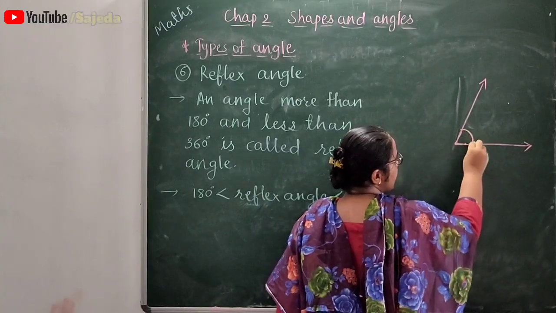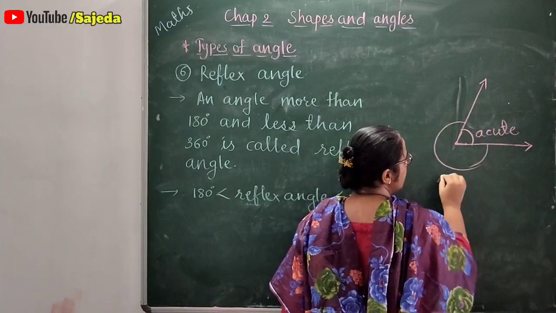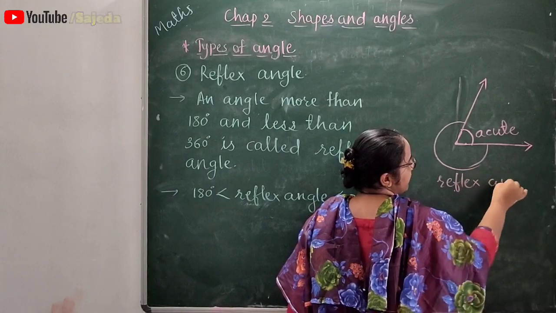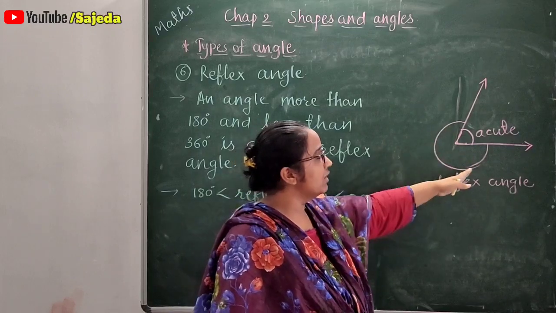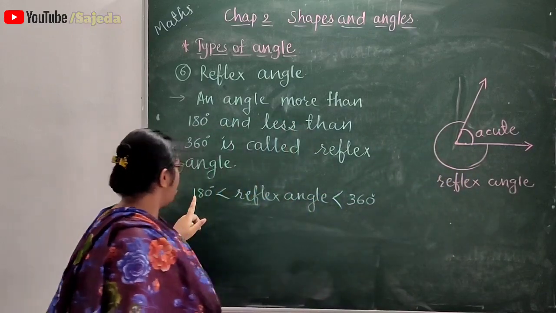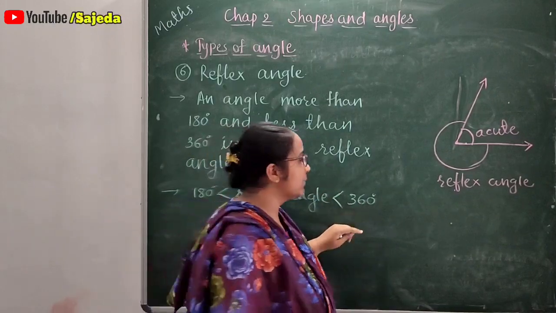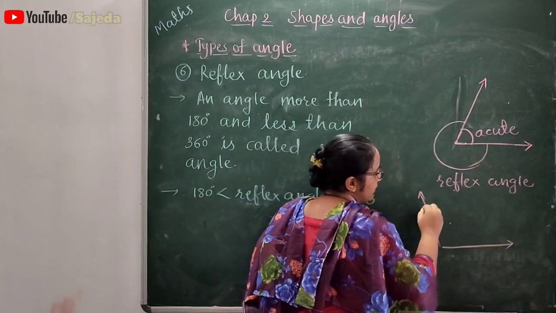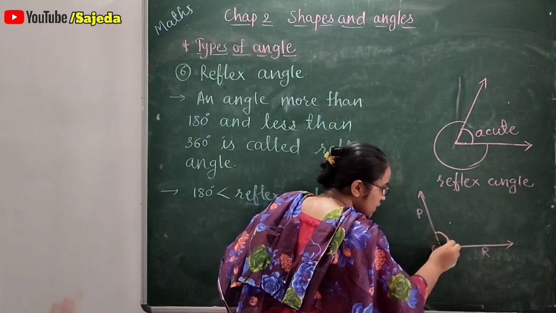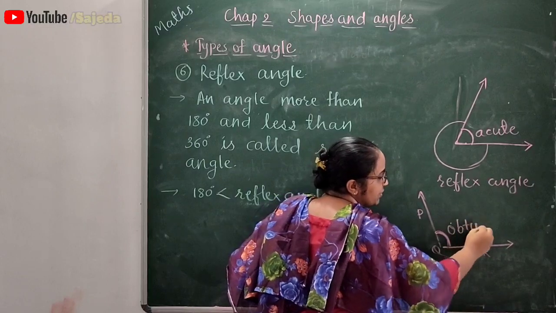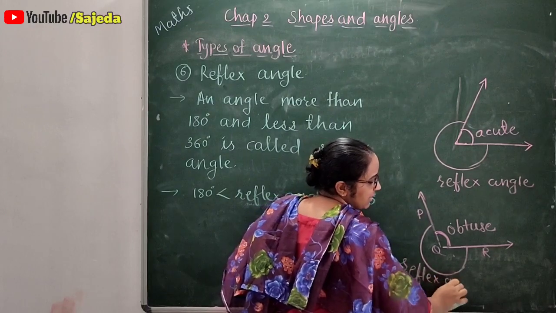So inside this it forms acute angle, but outside it forms reflex angle. An angle opposite to the acute or obtuse angle is called reflex angle. It is always more than 180 degree but less than 360 degrees. Suppose you have given here obtuse angle PQR. So here inside these two rays it forms obtuse angle, but here outside it forms reflex angle.